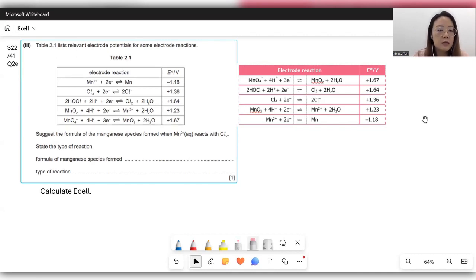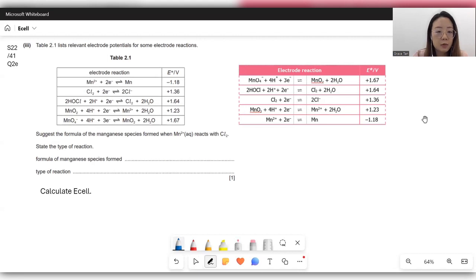So the question now is, suggest the formula of the manganese product when Mn2+ reacts with Cl2. Now, don't use all the values they gave you. You need to pick the correct two half-equations. So first, you may want to circle where all the Mn2+ are. I find one here, I find one here, and I find the chlorine. There's only one chlorine, so we will only be using the bottom three half values. Chlorine is more positive, which is positive 1.36, so chlorine will undergo reduction.